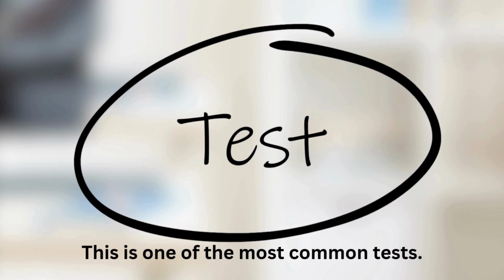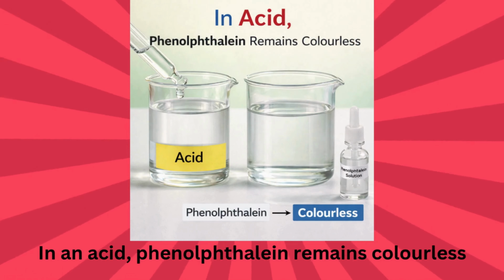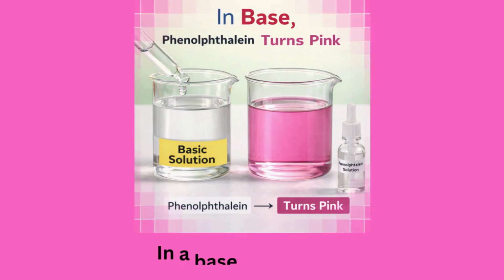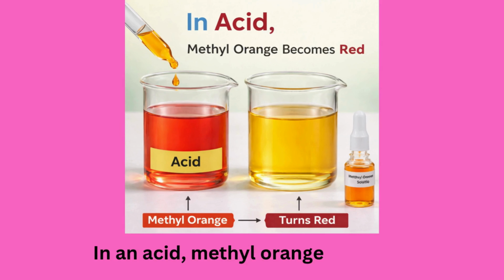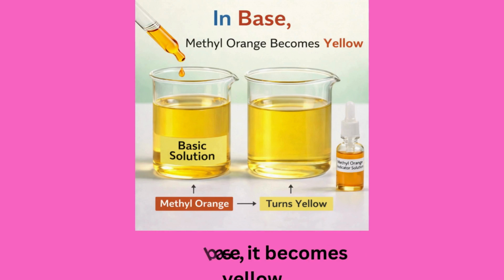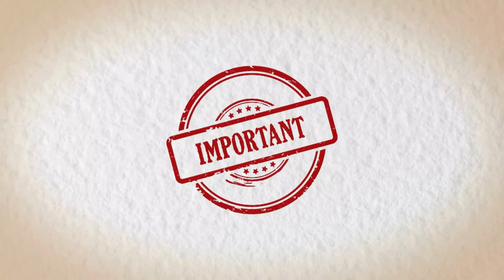Phenolphthalein. In an acid, phenolphthalein remains colorless. In a base, it becomes pink. Methyl orange. In an acid, methyl orange becomes red. In a base, it becomes yellow. Students, these indicators are very important because many exam questions are directly asked from them.